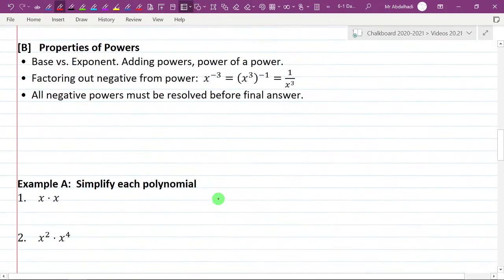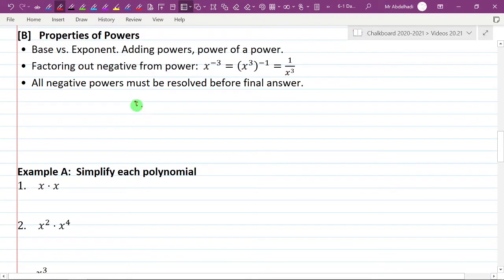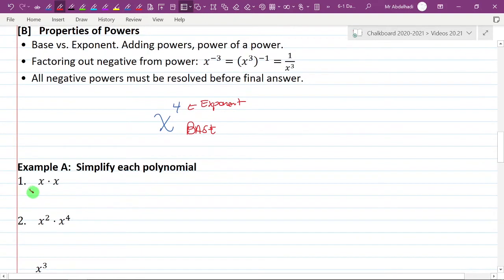Okay, properties of powers. So when you have something to a power, let's say we have x to the 4th power, the big number on the bottom is called the base, and the little number up in the air is called the exponent. Hopefully you learned this in Algebra 1, so this is a quick review here. When you multiply two things of the same base, you can add the powers. So here, x times x is x to the 1st times x to the 1st, which equals x to the 2nd. And there's your answer, box your answer.